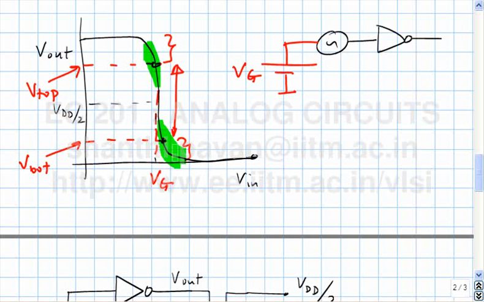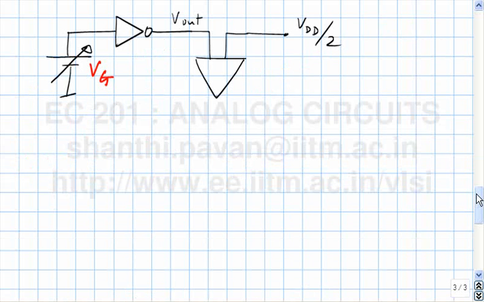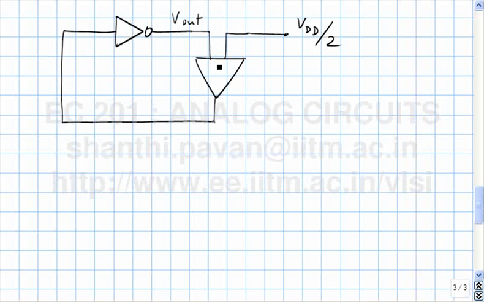Is this clear? You should be able to tell me what are the signs in the op-amp. Left is positive, right is negative. And if this is an ideal op-amp, once things are settled, this V out will be equal to VDD by 2. Is this clear to everybody? The output voltage of the op-amp will be Vg.